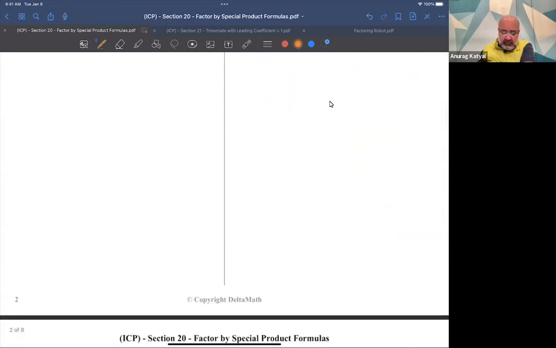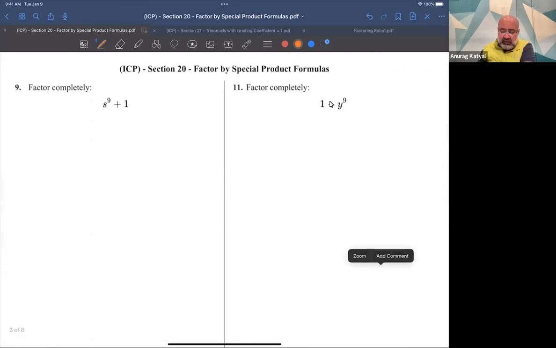This is also a difference of cubes. This we can rewrite as s to the third cubed plus 1 cubed. Hopefully that makes sense, how you would rewrite a ninth power as something cubed raised to the third power. This would be the same thing, 1 cubed minus y cubed. That's a difference of cubes.